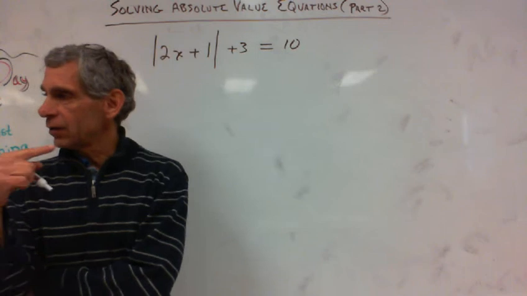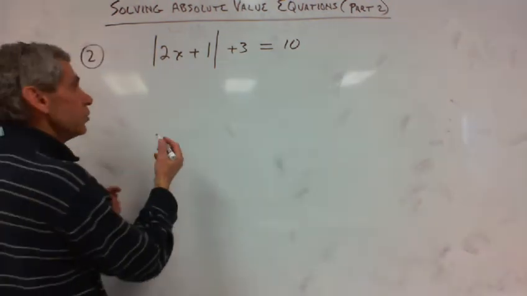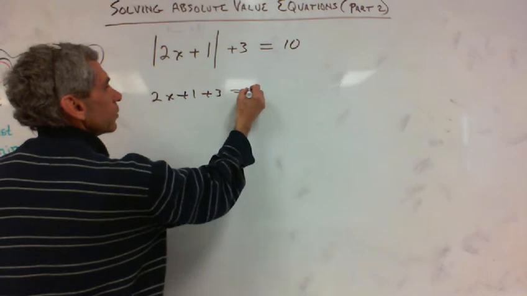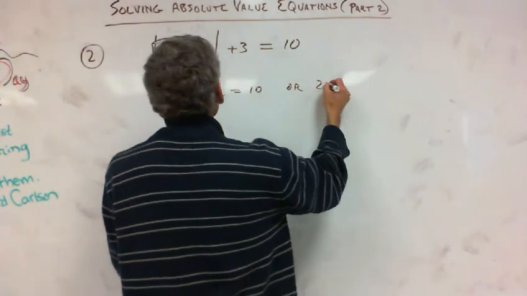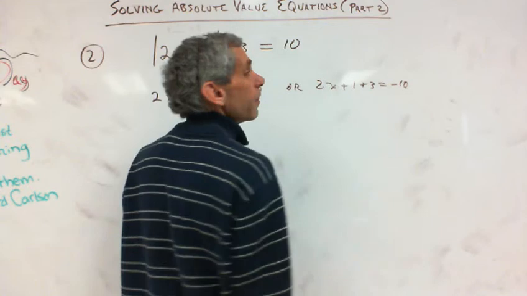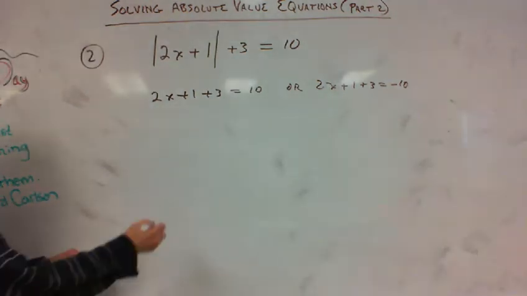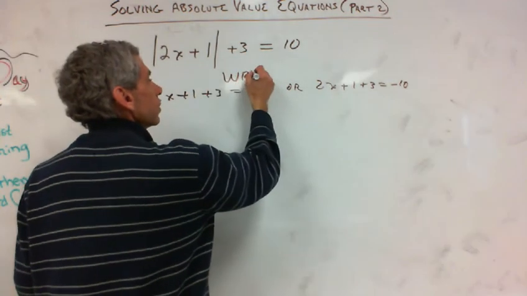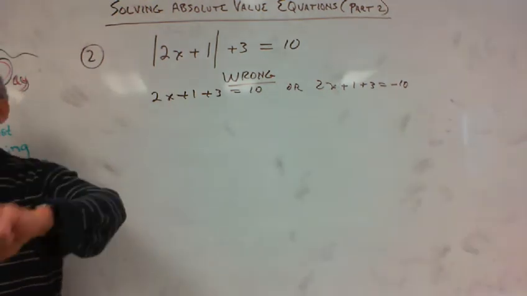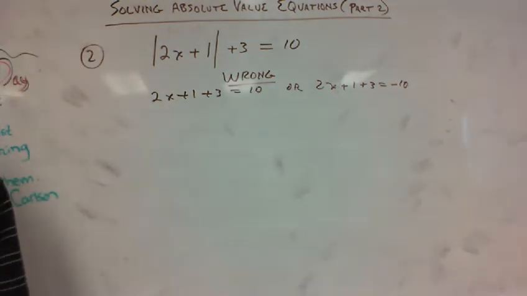So everybody look up here. Henry, look up here. Don't do what I'm about to do. Do not say, okay, 2x plus 1 plus 3 is equal to 10, or 2x plus 1 plus 3 is equal to negative 10. They're not. That is not correct. This is wrong. What if you combine? Why is this wrong? Why is this wrong?